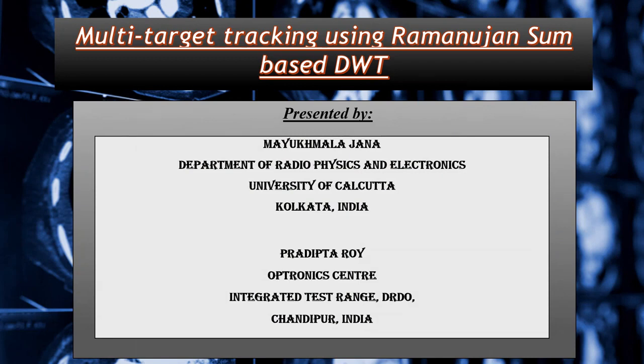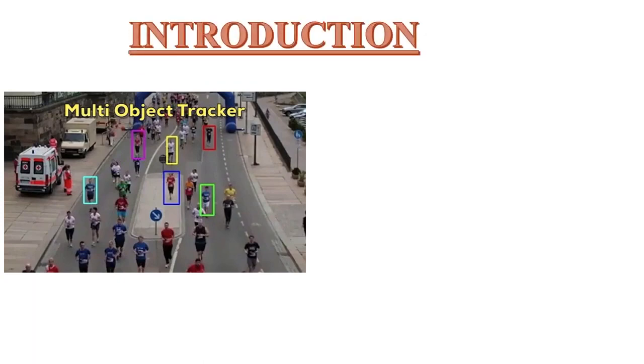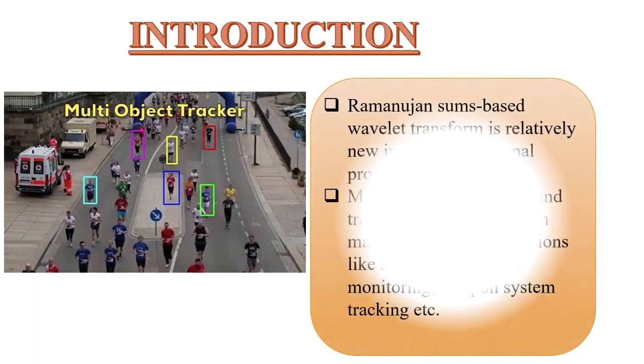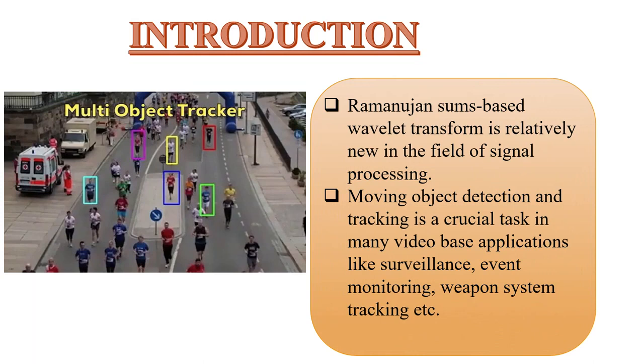Ramanujan Sum based DWT. Wavelets are a powerful set of tools used for computer vision. Ramanujan Sums based wavelet transform is relatively new in the field of signal processing. In our paper, the RS based DWT is implemented to tackle the problem of multi-target tracking using wavelets, which has crucial applications in many fields. I start by presenting our objective and motivation on this work in the next slide.